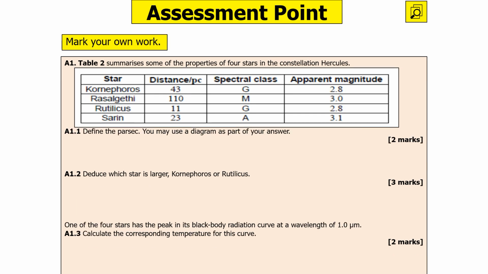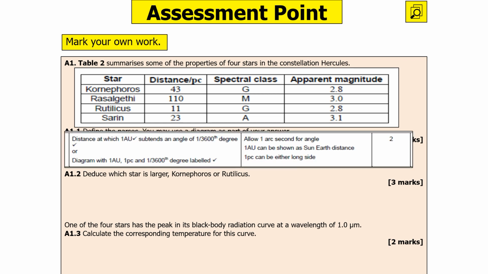Right, as I said before, you can define the parsec as the distance at which 1 AU will subtend an angle of 1 arcsecond, which is 1/3600th of a degree, or you could draw that right angle triangle with 1 AU, 1 parsec and 1 arcsecond on your diagram. Now, which star is larger?